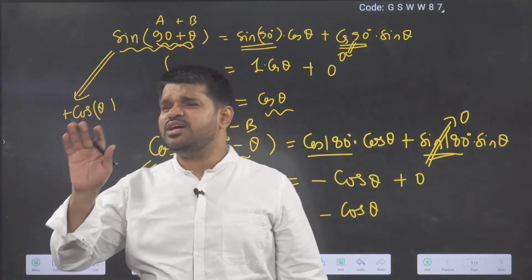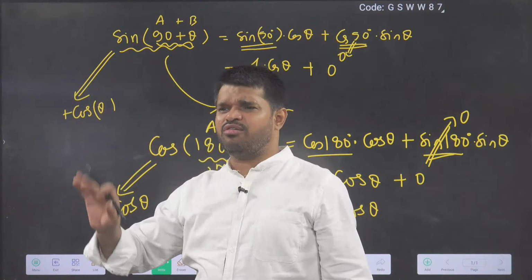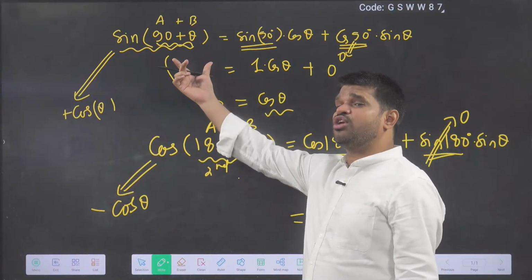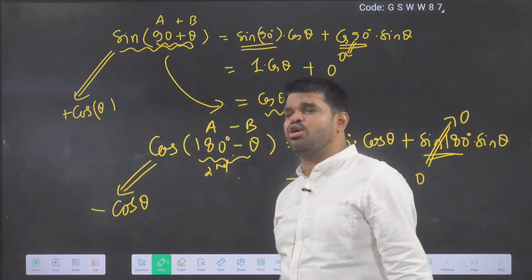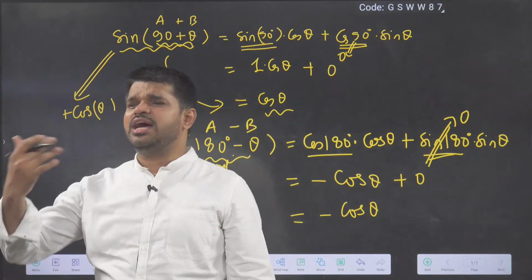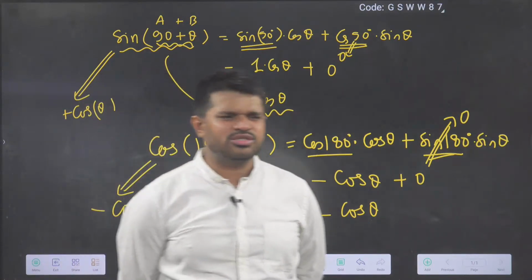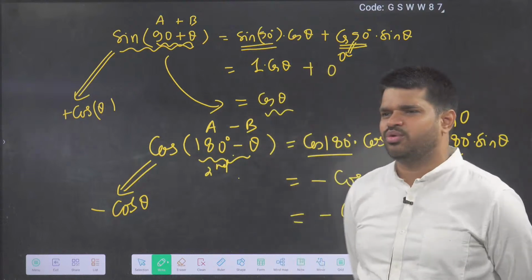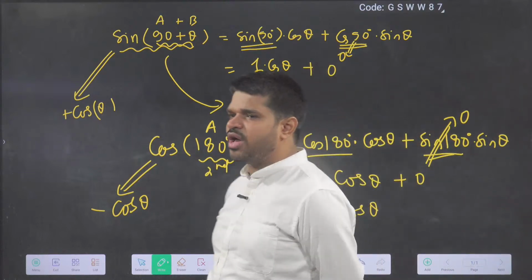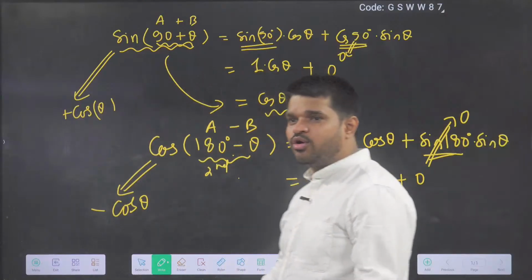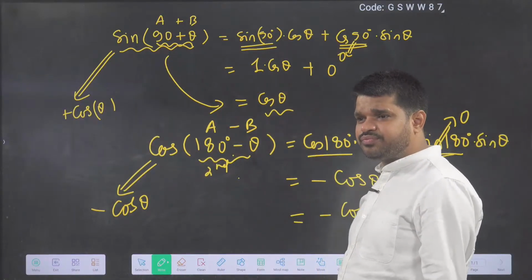Sin A plus B, cos A plus B derivation is not required at our level. Someone is asking what the derivation of the formula sin A plus B or cos A plus B is. That is not required, and we don't have scope for it. If it was required we would have discussed it, but it is not required. So is it clear?